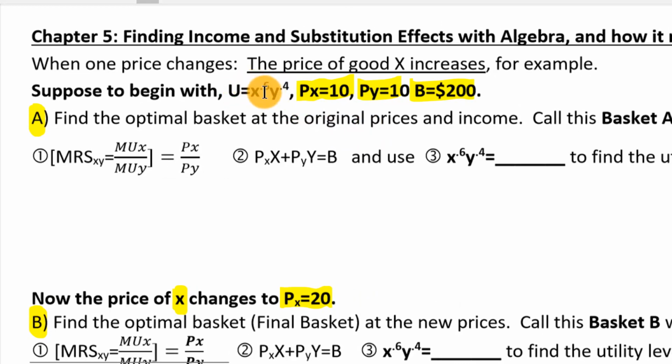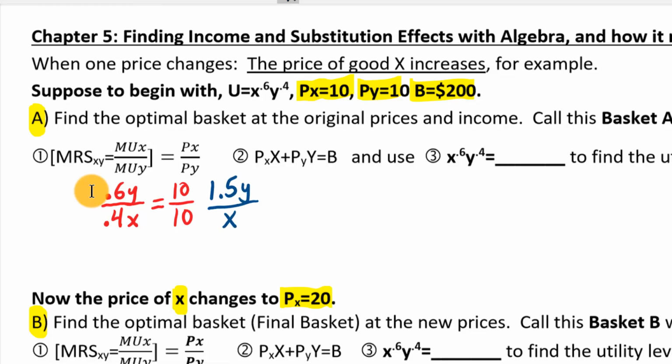Now we're going to use the shortcut trick to finding the marginal rate of substitution. You could take the partial derivative with respect to X and divide it by the partial derivative with respect to Y, but we'll use the shortcut, which says take the exponent on the X, which is 0.6, times Y, over the exponent on the Y, which is 0.4, times X. That's the marginal rate of substitution for a Cobb-Douglas utility function. Set that equal to the ratio of the prices, 10 over 10. Then I like to simplify a little on the fly: 0.6 over 0.4 is the same as 3 over 2, or 1.5 Y over X, equals 10 over 10, which is just 1.